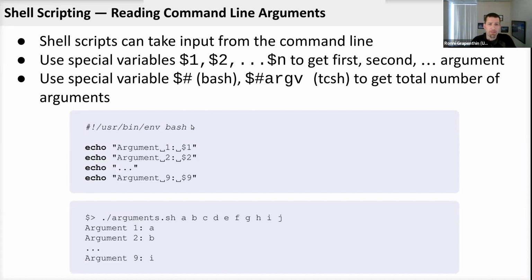So simple example here, using the bash shell, we want to echo the argument 1 with $1, argument 2, $2, argument 9, $9. So if we call this script arguments.sh and we give it A, B, C, D, E, and so forth arguments, we now get that output from the script here. Argument 1 is A, argument 2 is B, ... argument 9 is I, and we're not dealing with J, we just ignore that.